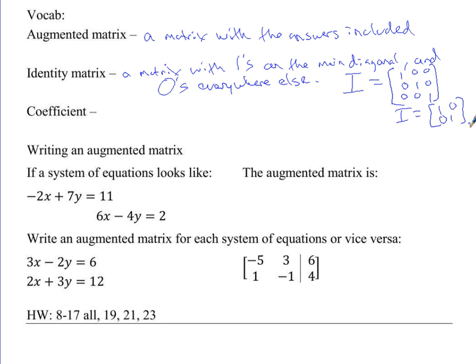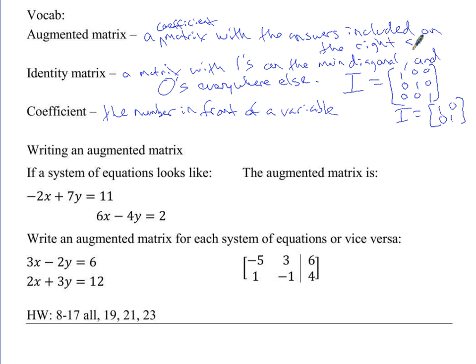Coefficient, we already know. What is a coefficient? Number in front of the variable, yeah. The number in front of a variable. So let me go back to augmented matrix. Now that we remember what a coefficient is, an augmented matrix is a matrix with the answers included, but the matrix that you are going to write is a coefficient matrix with the answers included, and those answers are going to go on the right side.